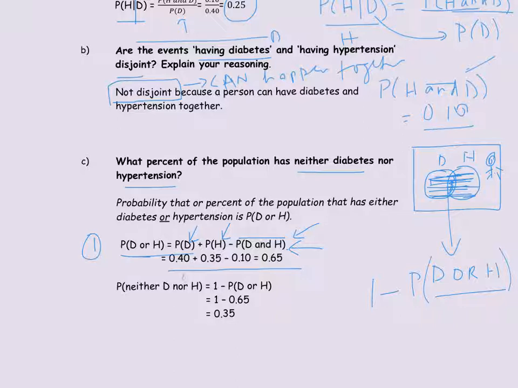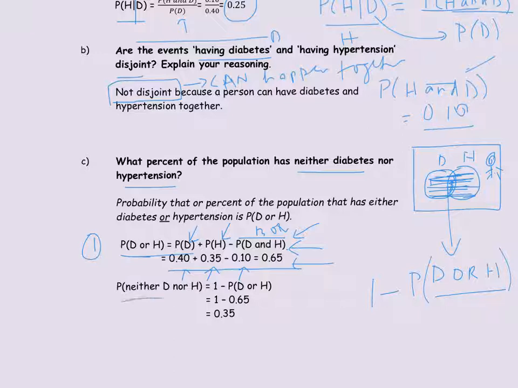What's the probability that someone has diabetes? It's 40%. What's the probability that someone has hypertension? It's 35%. What is the probability that they have both? Remember, this is both. So that is equal to 0.40 plus 0.35 minus 0.10 equals 0.65. So this number gives us the probability that a person has either diabetes or hypertension, which, remember, includes the overlap, which means it is possible that they have both.